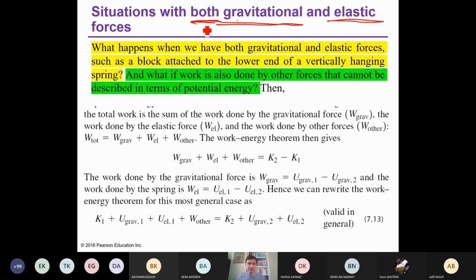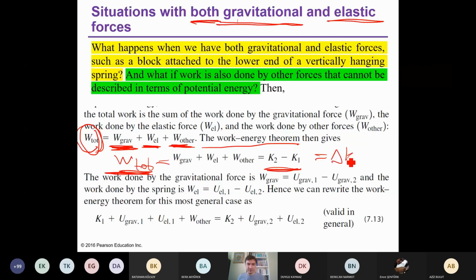Now you have to write the total work done on the object: the work done by gravity, the work done by the elastic forces, and the work done by other forces. They can be tension force, friction force, push force, okay? So this is the total work done on the object by the forces. If you apply the work energy theorem, what was the work energy theorem? The work energy theorem tells that the total work done on the object is given by the change in the kinetic energy, okay? So then it is equal to gravitational work, elastic work, and work done by other forces. So instead of gravitational work, you can write this one.